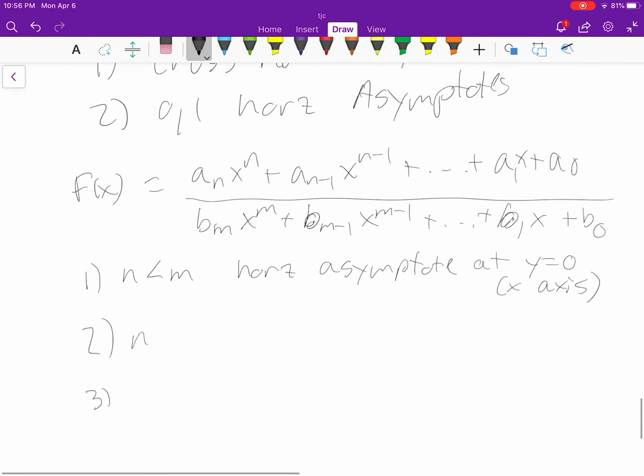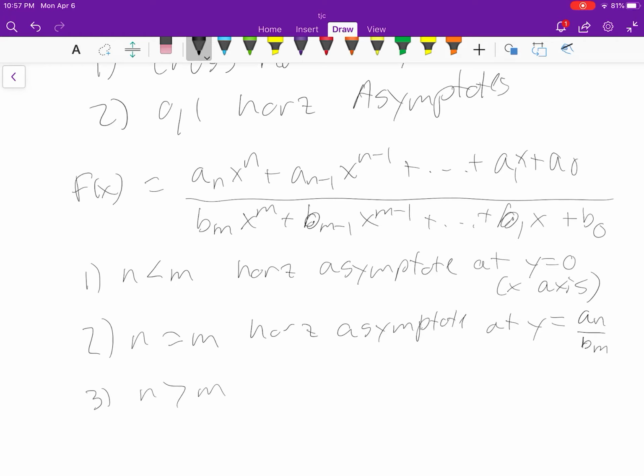Okay. Now what happens if they're equal? Then you have a horizontal asymptote, and the horizontal asymptote is at y equals the ratio of the leading coefficients, a_n over b_m. So you take the leading coefficients and you divide them. And then the third case is when n, meaning the power on the top, is greater than the power on the bottom. Then you have no horizontal asymptote.